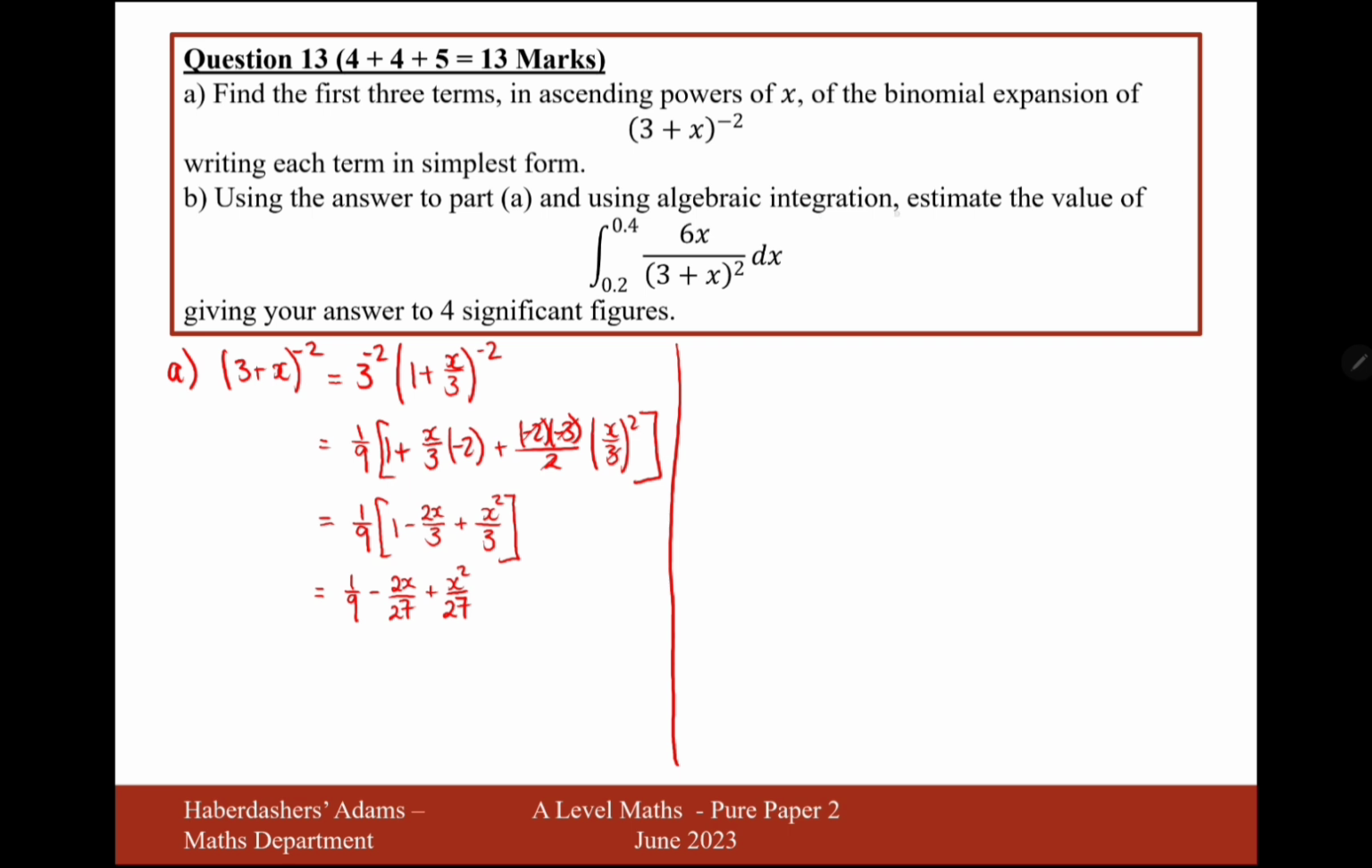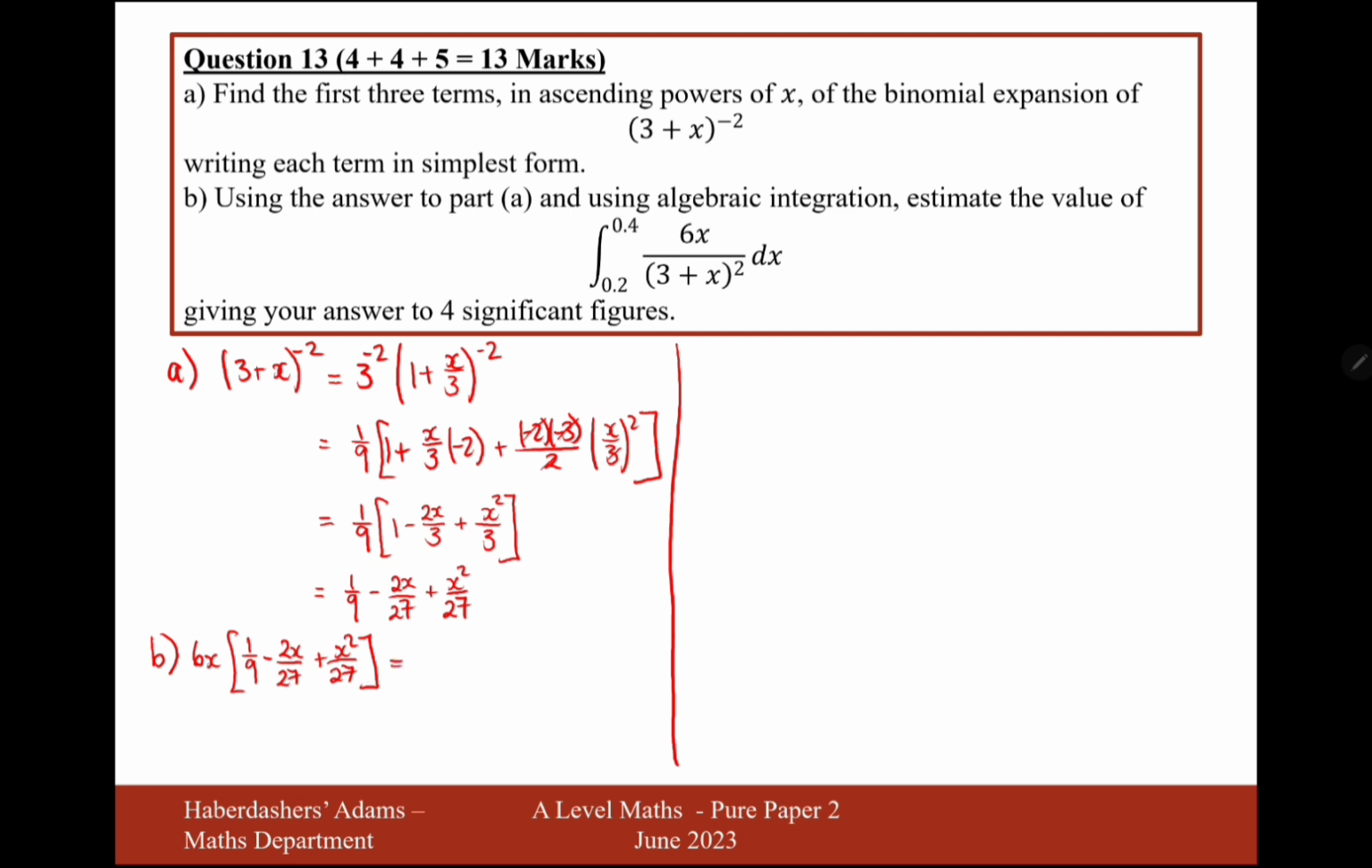Moving on to part B, using algebraic integration, and answer to part A, estimate this binomial expansion here, giving your answer to 4 significant figures. So the first thing we're going to need to do here is estimate what 6x multiplied by our binomial expansion is going to be. Let's do that bit first.